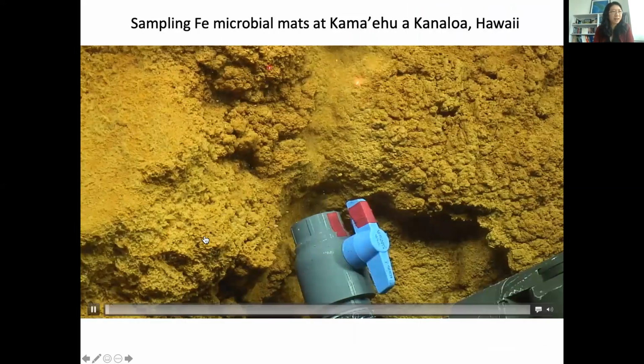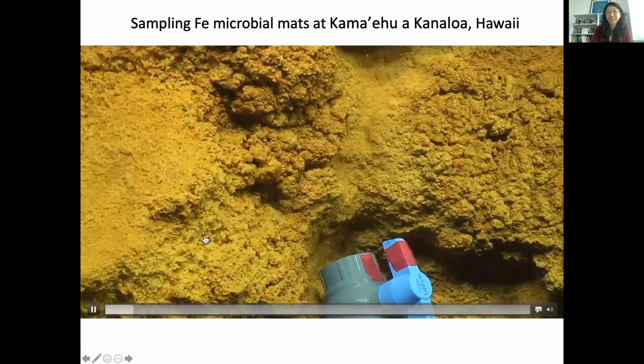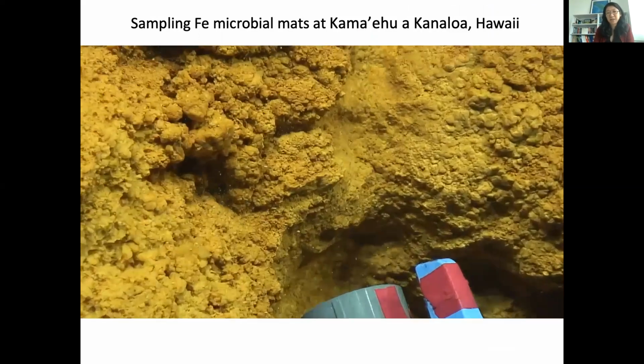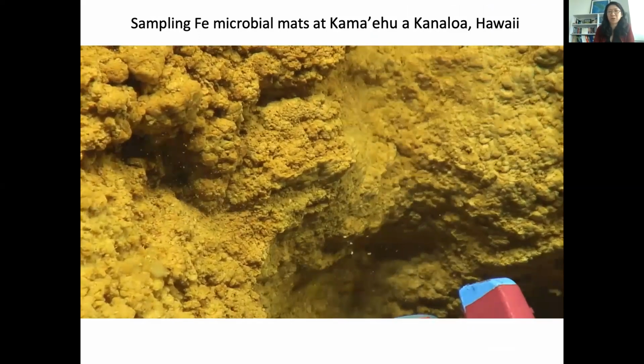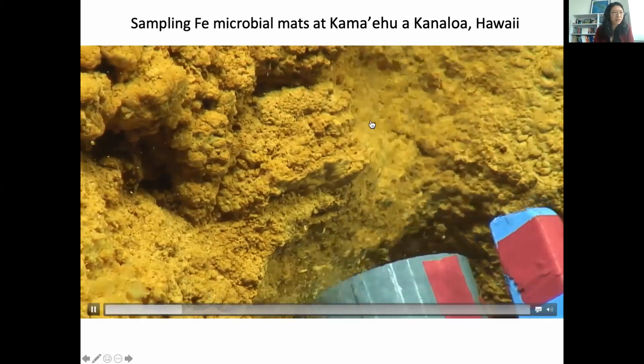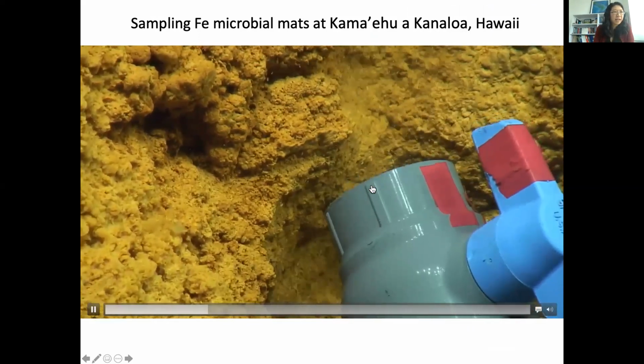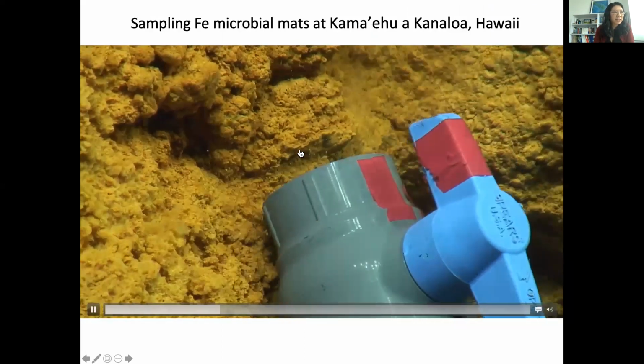When we go down, or more precisely, when we send the robot Jason down, we see a lot of orange. This is really one of the nicest places in the world to be an iron oxidizer. You can see the shimmering fluids. These are about 50 degrees C fluids, maybe 60. And everything you see here, you'll see it jiggle.